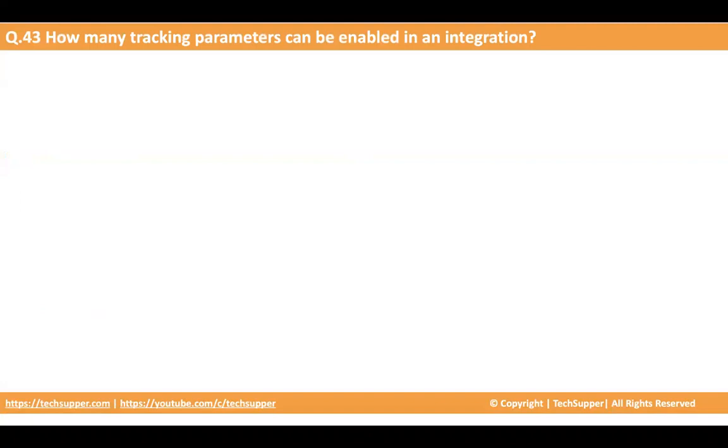The next question, how many tracking parameters can be enabled in an integration? And I hope everybody knows about it. The reason is this is one of the mandatory configuration that you have to do when you are building an integration. So you might be knowing, but the options are 2, 3, 1, and 4. And here the answer is 3. So you can enable at most 3 tracking parameters, one as a primary and other 2 are secondary.